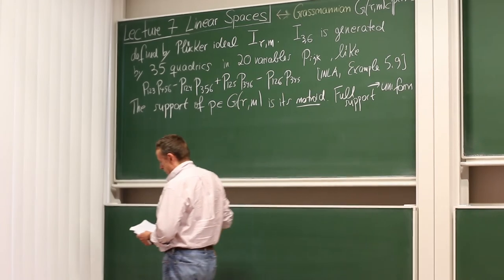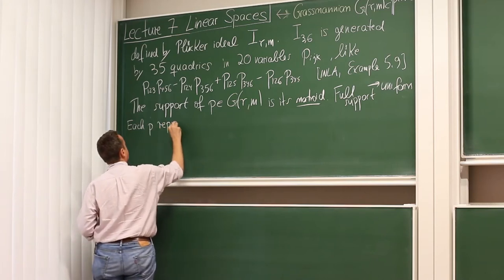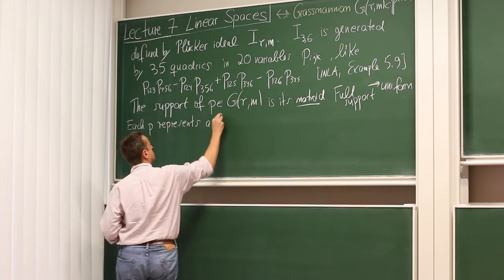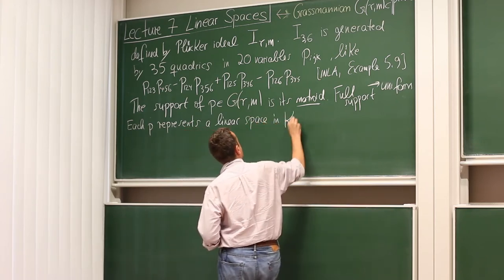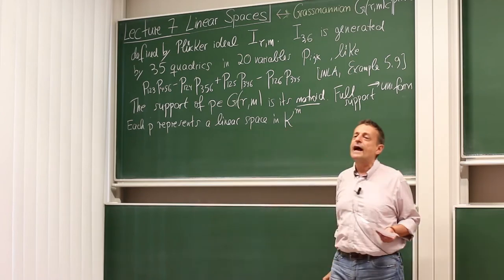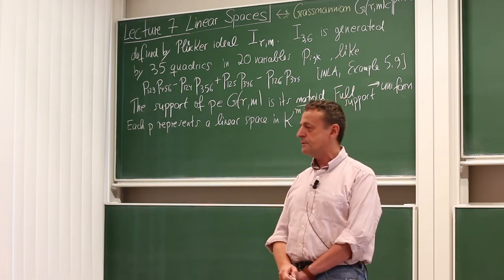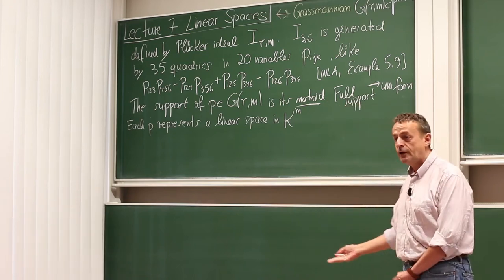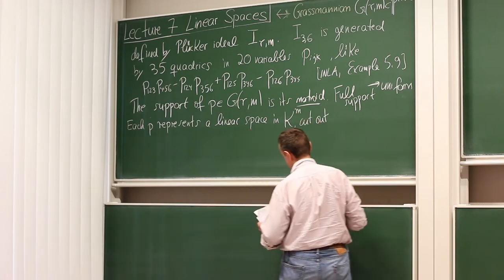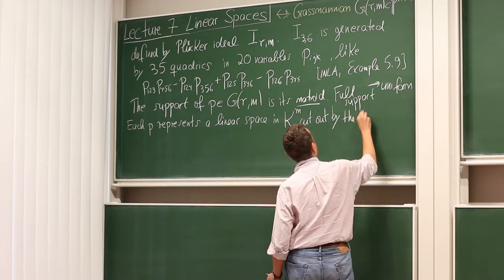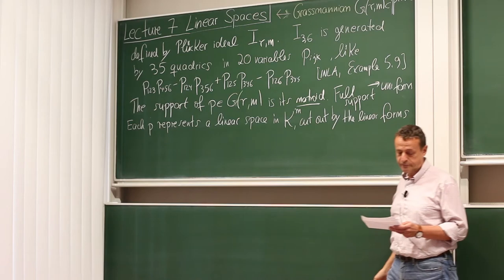Okay? Now, of course, every point P on the Grassmannian represents a linear subspace of dimension R, so represents a linear space in K^M. But how do you write this down? Right? This is a very nice exercise in multilinear algebra. Given the M choose R Plücker coordinates of a linear space, how do you actually write down the linear space? And what you can do is you can write down linear forms that cut this out. So it's cut out by the following collection of linear forms, which you can read off from the Plücker coordinate vector.